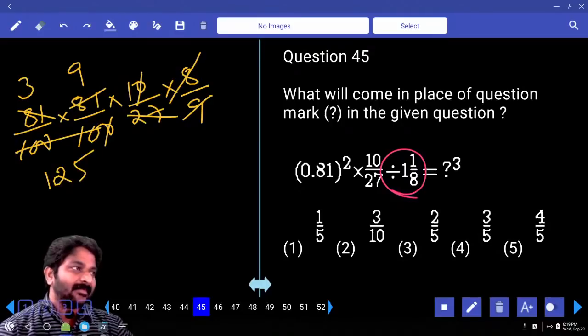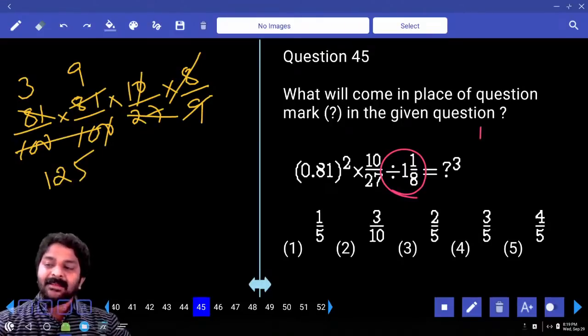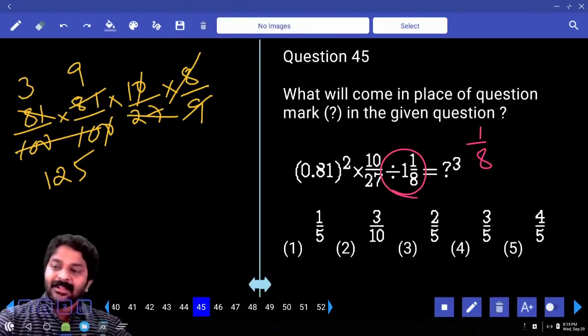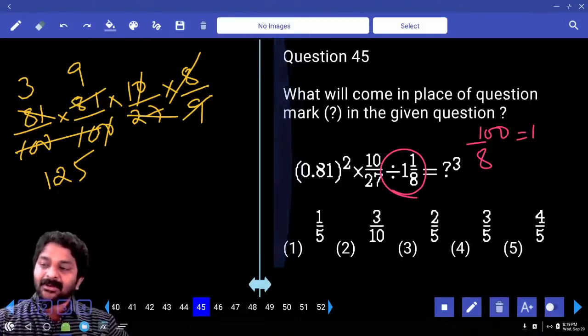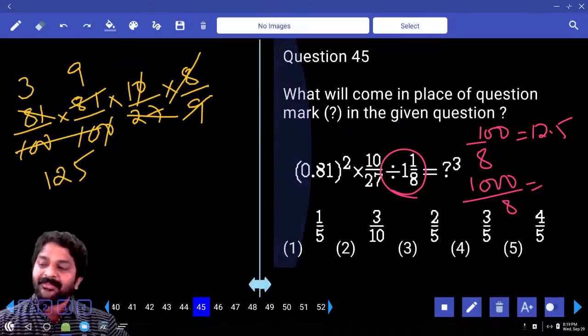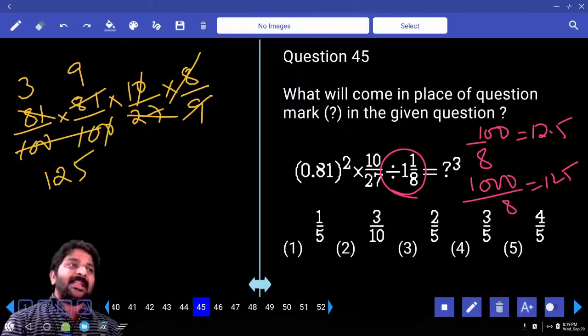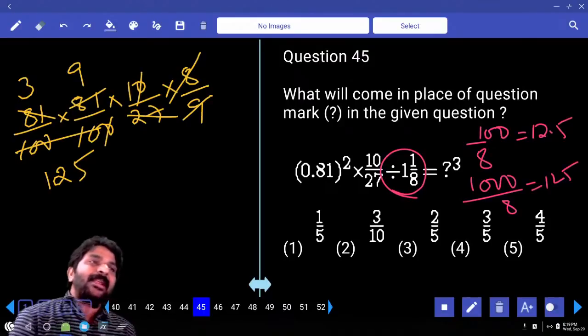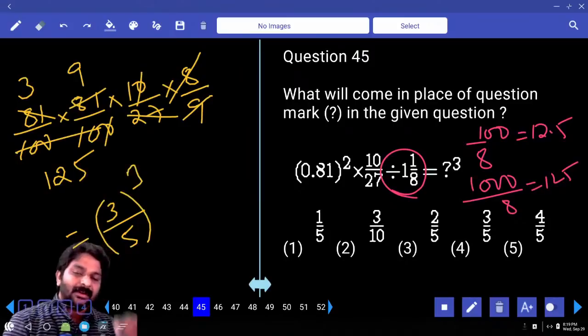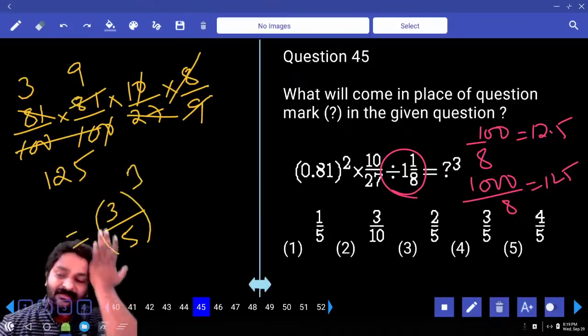125. What do you mean by 1 by 8 in percentage? 1 by 8 in percentage? 12.5. That means 100 by 8 is equal to 12.5 only. Then 1000 by 8 is equal to 125 only. How many 8s will be there in 1000? 125. So now in the numerator 3 into 3 square, that is 3 cube. Denominator 125, that is 5 cube. 3 by 5 whole cube, final answer. 3 by 5, fourth option.